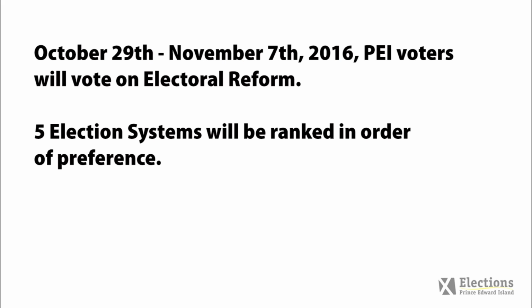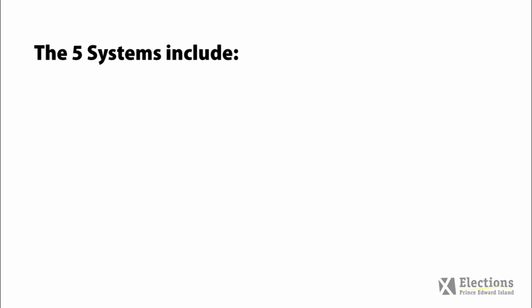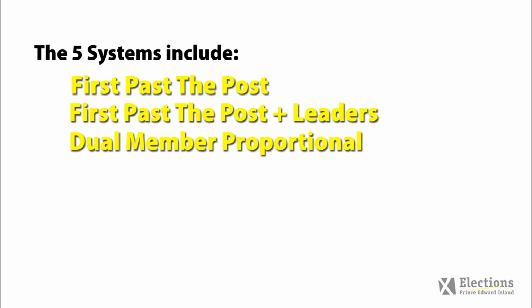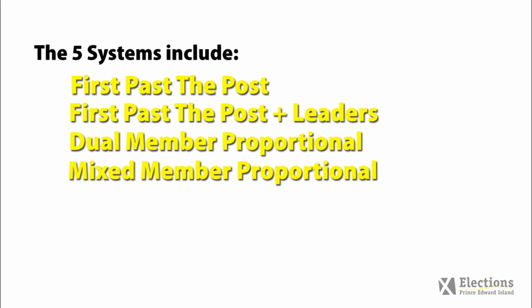For demonstration purposes only, the 5 systems discussed today will focus only on one district based on a total of 100 votes. Let's look at those 5 systems. They include first past the post, first past the post plus leaders, dual member proportional, mixed member proportional, and preferential voting. When looking at these systems, it's important to look at only how these systems function.